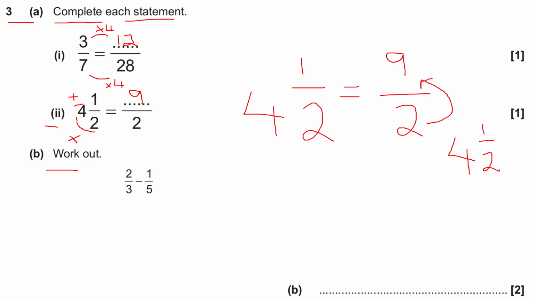The key is to have a common denominator. Okay, I'm going to do my cross multiplication. So 2 times 5 minus 1 times 3 over 3 times 5. So let's work it out. 5 times 2 is 10 minus 3 times 1 is 3 over the product of the denominators. Okay, so 3 times 5 is 15. So I have 10 minus 3 on the top, which is going to be 7.